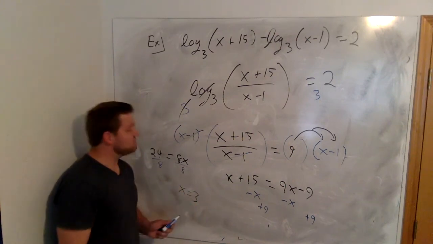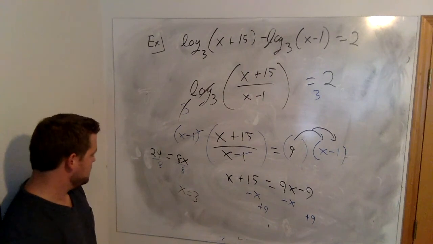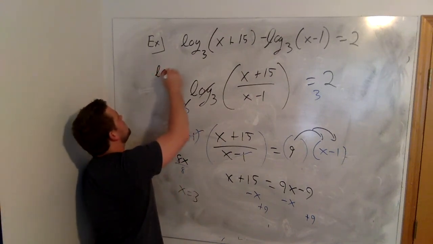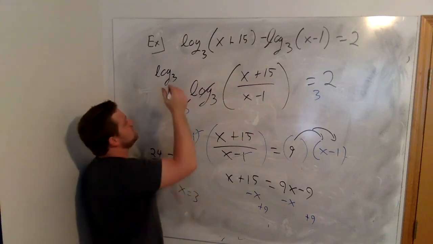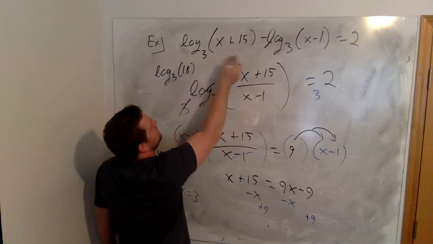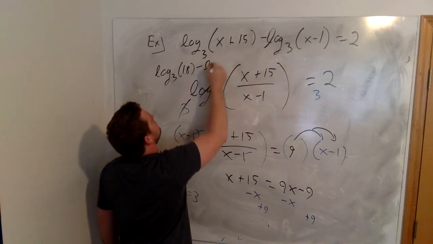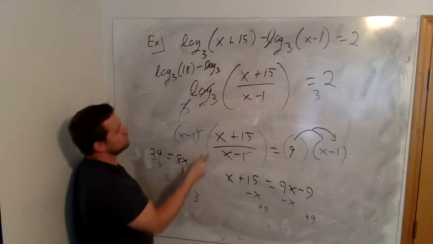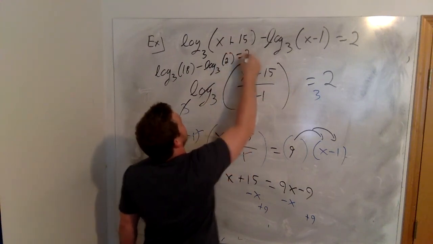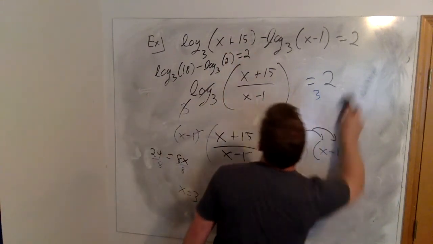So we only got one solution. We still need to check it. If we plug this in, what are we going to get? Log base 3 of 3 plus 15, what is that, 18? Hopefully you can see it's going to work, because I'm not going to have a domain issue. Minus log base 3 of 3 minus 1, which is 2. Okay, does that equal 2? Should.